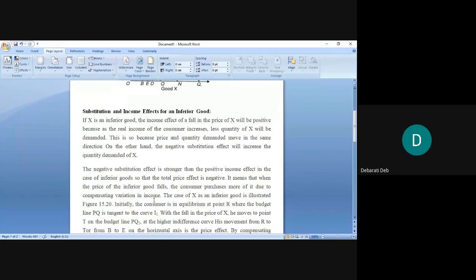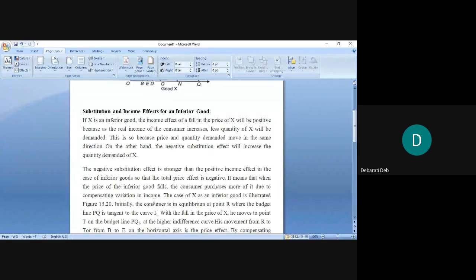Positive income effect means what? Price of x is falling, demand of x is also falling. Negative substitution effect means what? Price of x is falling, demand of x is increasing. Both are converse to each other. But this negative substitution effect is going to be stronger than the positive income effect in the case of an inferior good, so that the total price effect is negative. Are you understanding?